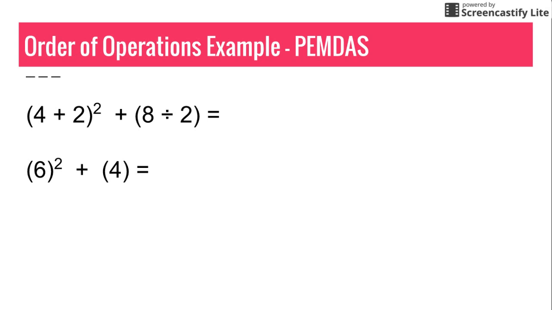Our next step would be to do our exponents. We only have one exponent, and that is 6 squared. 6 squared is just taking 6 times 6, and that's 36, plus the 4. Now, we don't have any multiplying, we don't have any dividing, so we just add and subtract from left to right. And we only have one addition problem, so 36 plus 4 gets us to 40.